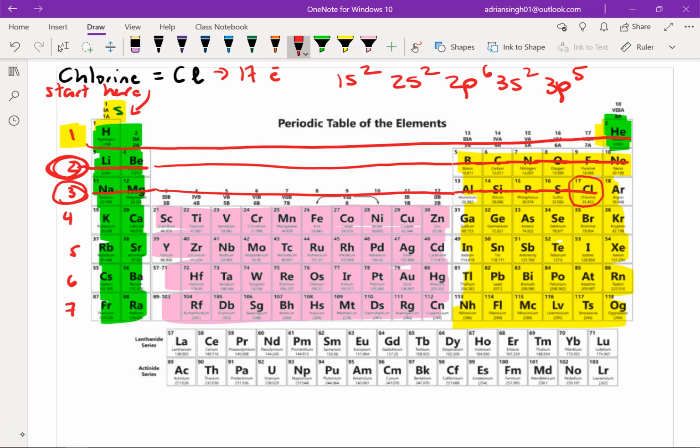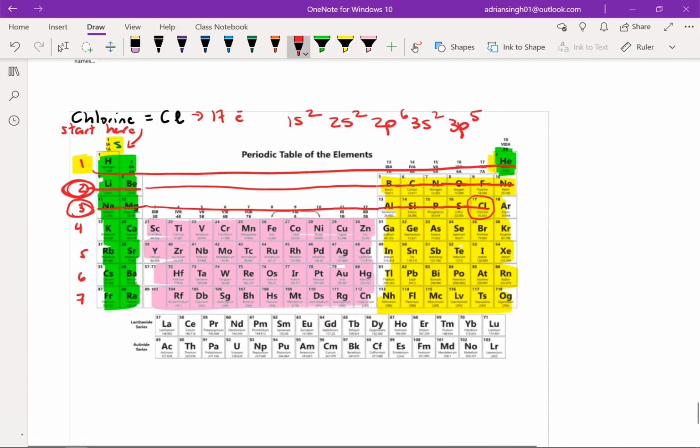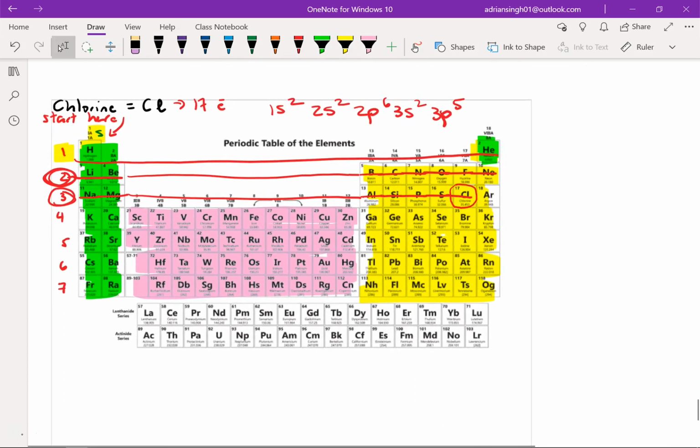And that's it. That's how you can use the periodic table to help you figure out the electron configurations of your elements. But you have to know what the different regions correspond to, the S block, the P block, the D block, for instance. And that the row numbers, or the period numbers, correspond to your principal energy levels.